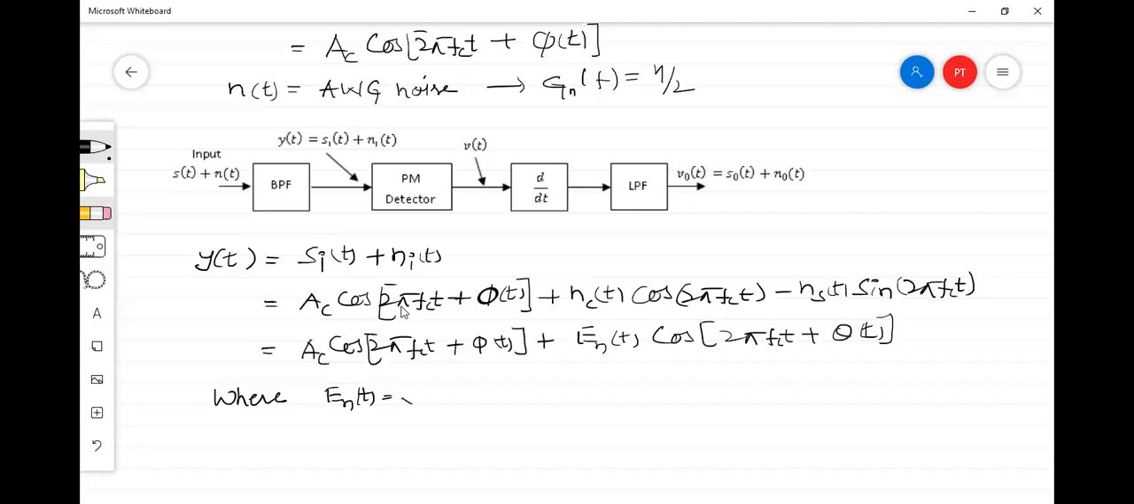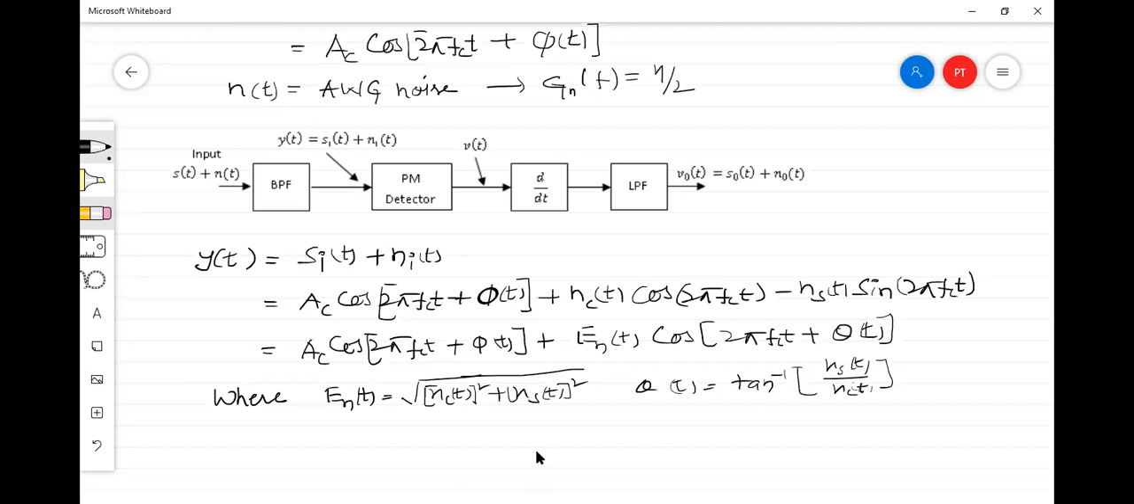So En of t is simply equal to the square root of nc of t squared plus ns of t squared, where theta of t equals simply tan inverse of ns of t by nc of t.